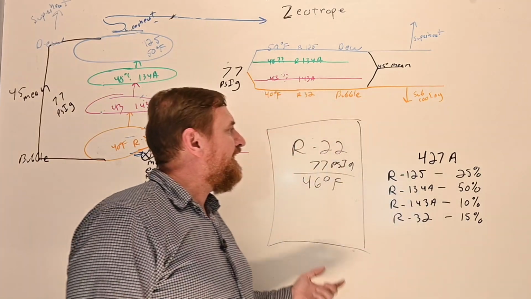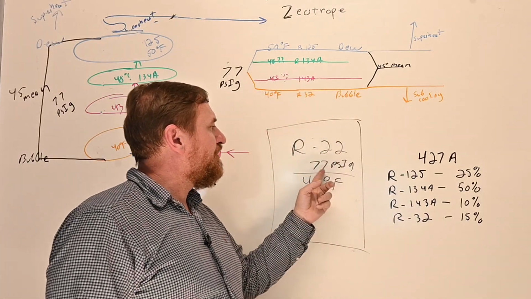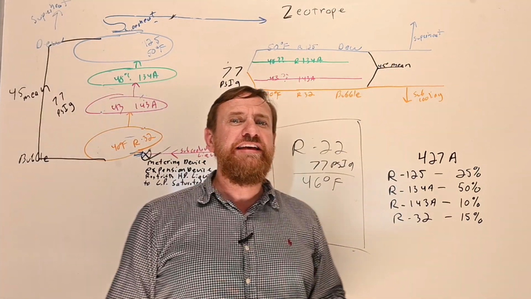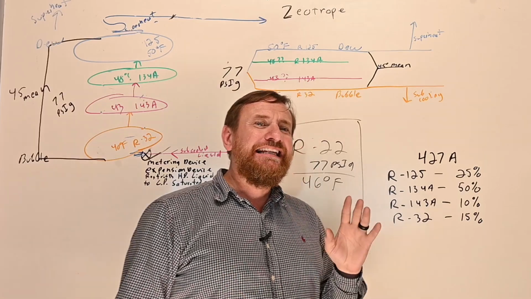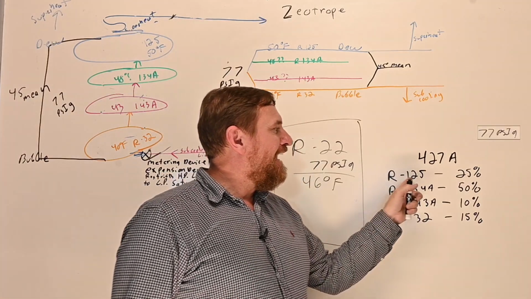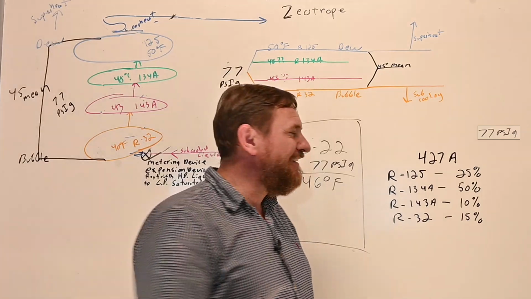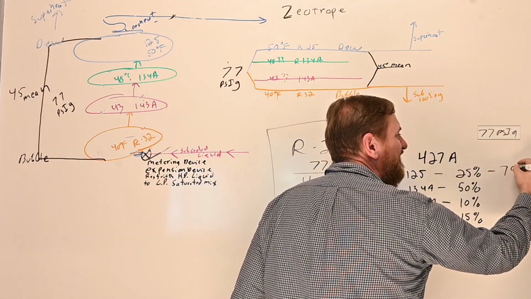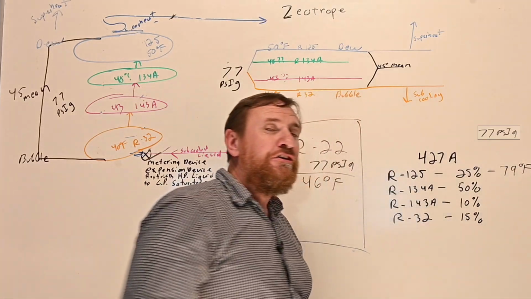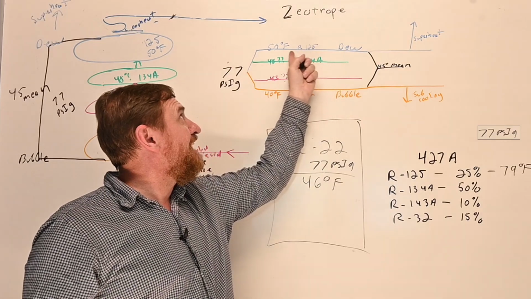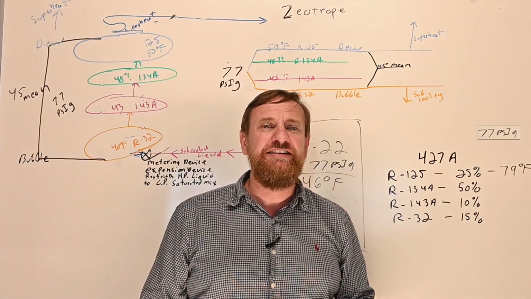There's a lot of people that say, well, yeah, but your R22 pressure is 46, is really close to the medium of this refrigerant, so it's going to be the same. It's not going to be the same, and let me show you why. If I had only R125 by itself, R125 has a saturated temperature of 79 degrees Fahrenheit. So by itself, it's 79 degrees Fahrenheit. But if I put it in this mixture, it now changes to a 50 degree Fahrenheit saturated temperature.